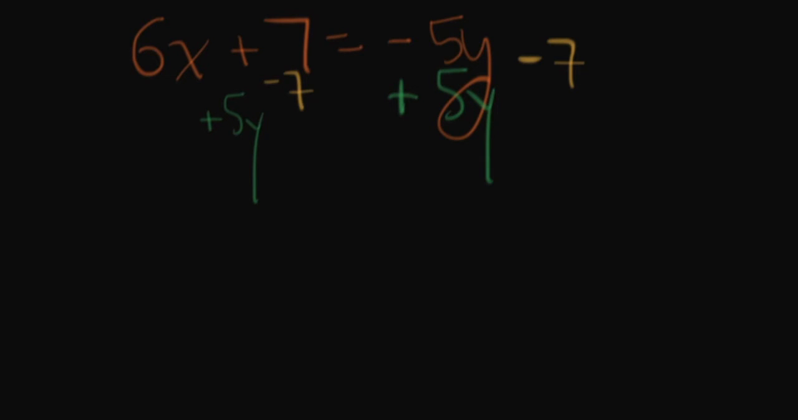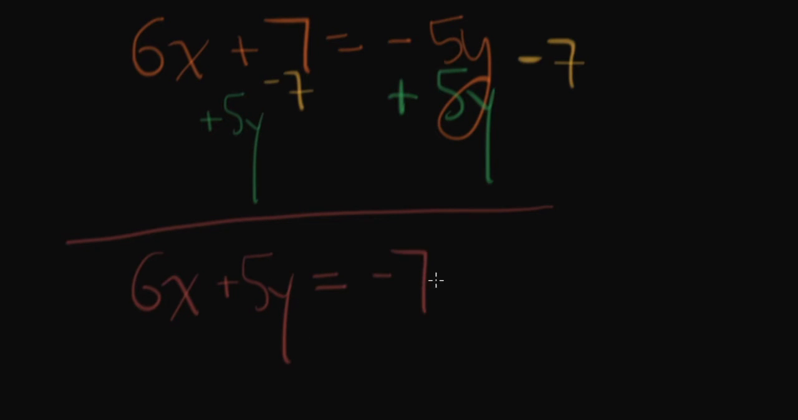And what does that end up looking like if I do all that? Always try and have your x's and then your y's. So I have a positive 5y on this side. My 7's disappeared, and now I have a negative 7 on this side. Okay, and there you go. Now it's in standard form. Not too bad, is it? Not at all. So that's kind of like the first part.